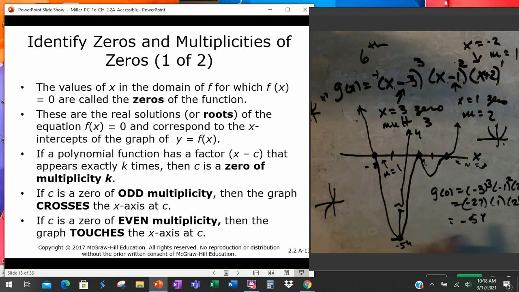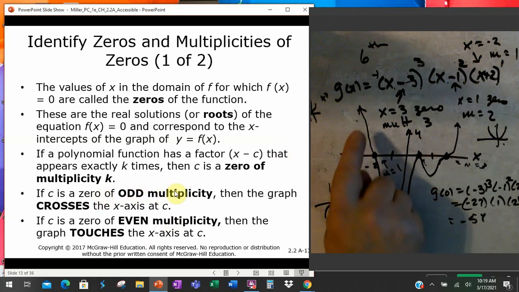Even multiplicities, just touch. That's what this is saying. If a polynomial has a factor x minus c, this is a first degree, then c is a 0 of multiplicity k, this is just 1. If c is a 0 of odd multiplicity, then the graph crosses. If it's 1, it's straight through.